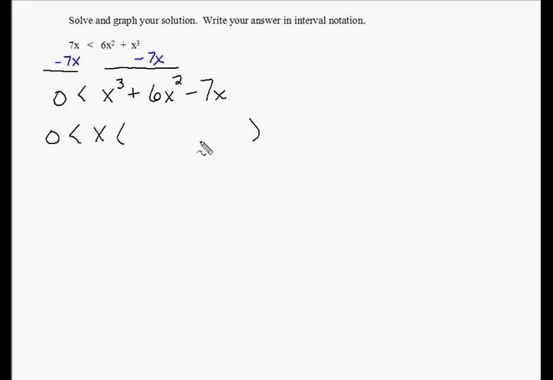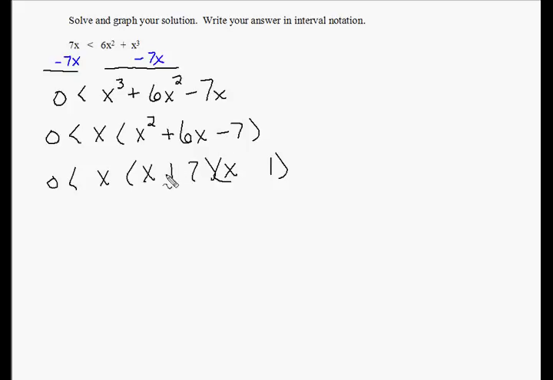X is common to all three terms, leaving us with x times x squared plus 6x minus 7. And we can continue to factor, breaking down our first term of the trinomial and our last term and checking our signs. The result should be positive. The signs need to be different. So now we have three factors multiplied together is greater than 0.